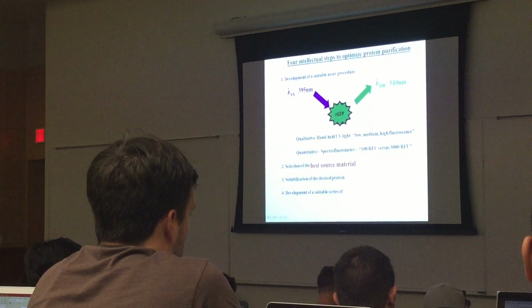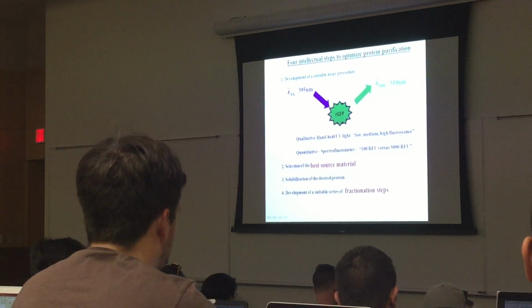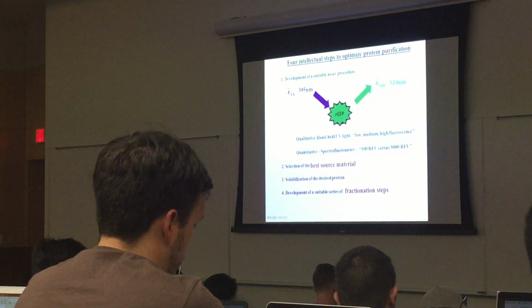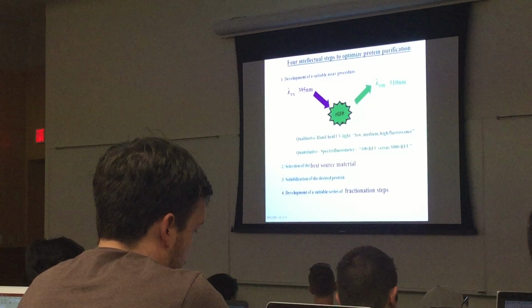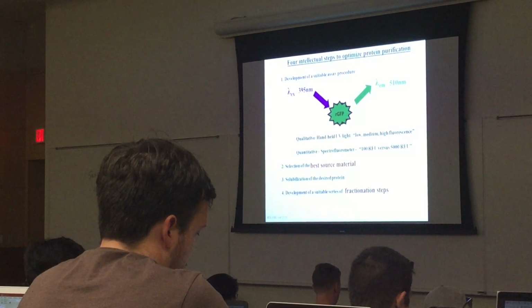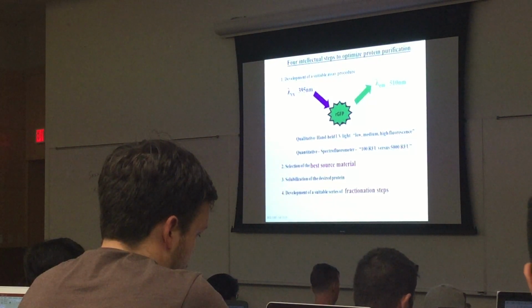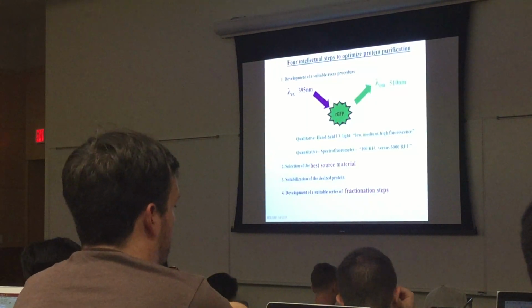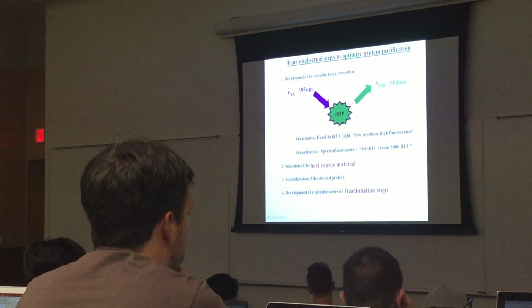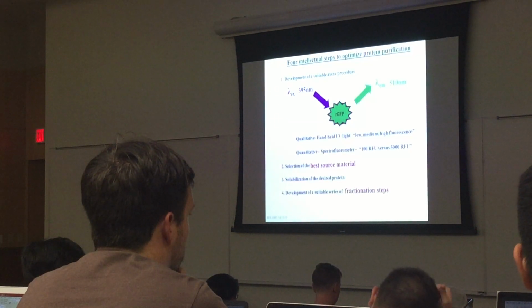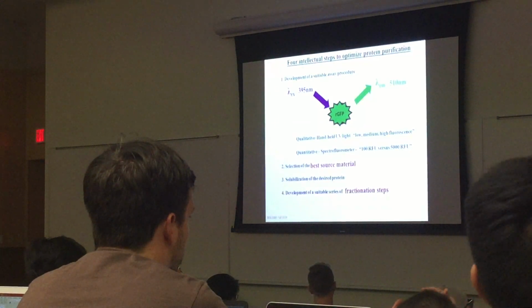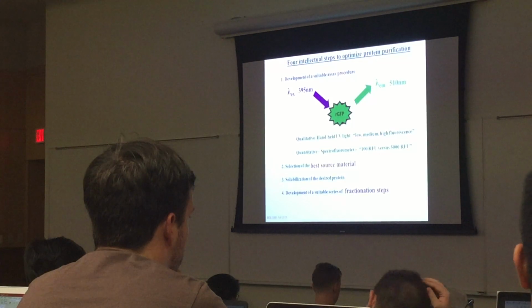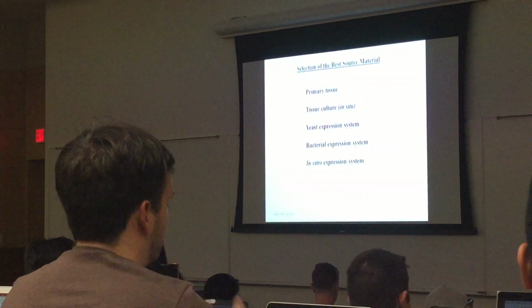And then we're going to talk about developing a suitable series of fractionation steps, and I'll give a demo on how we go about that process of fractionating and what happens. When we refer to that, we're typically talking about going from one column to another column to another column. Not the same column, but different properties, and we'll talk about that. So let's look at selection of the best source material.